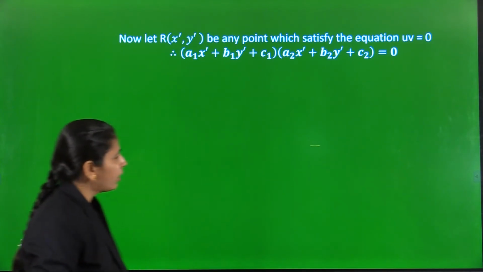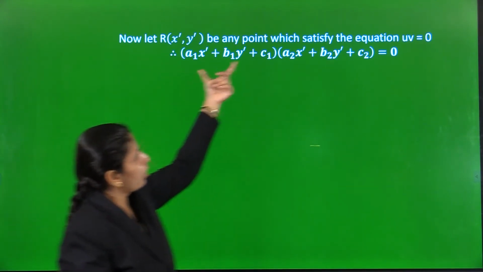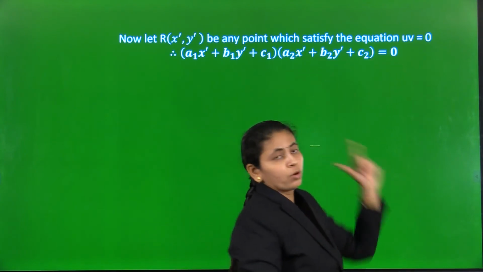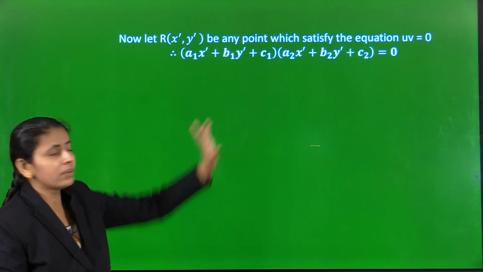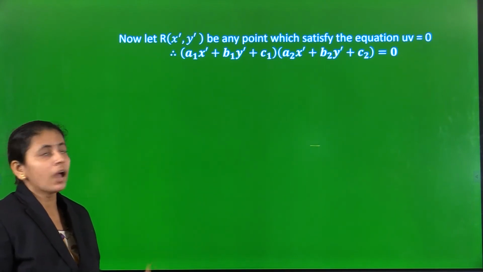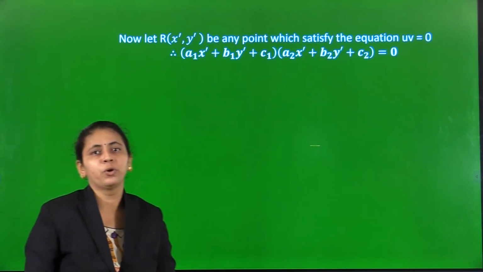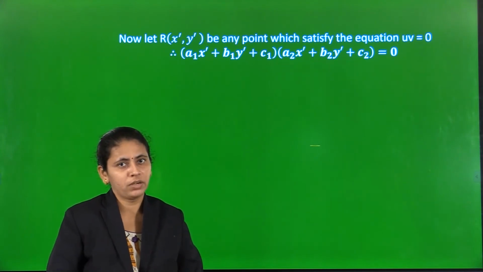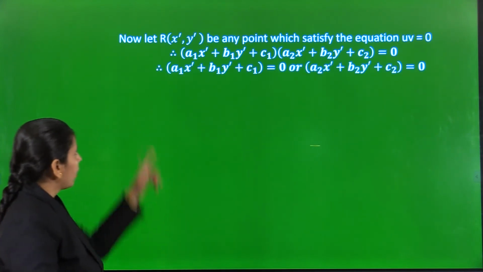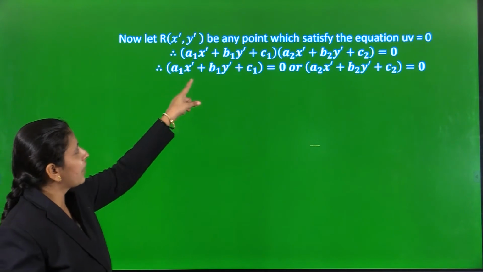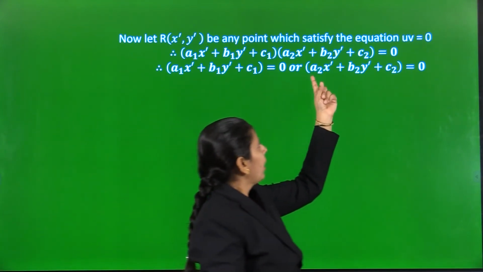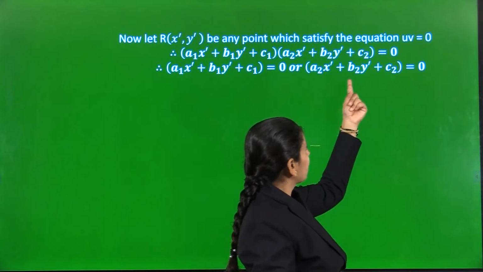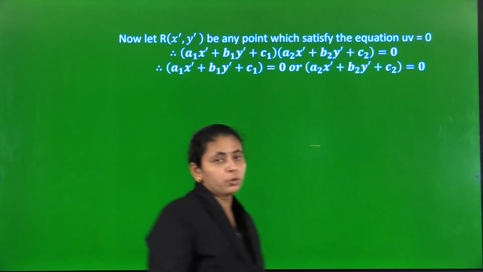Now this product of two brackets is equal to 0. What does it indicate? The product of two brackets being equal to 0 means either one bracket is equal to 0 or the second bracket is equal to 0. That is, a1x' + b1y' + c1 = 0, and/or a2x' + b2y' + c2 = 0.